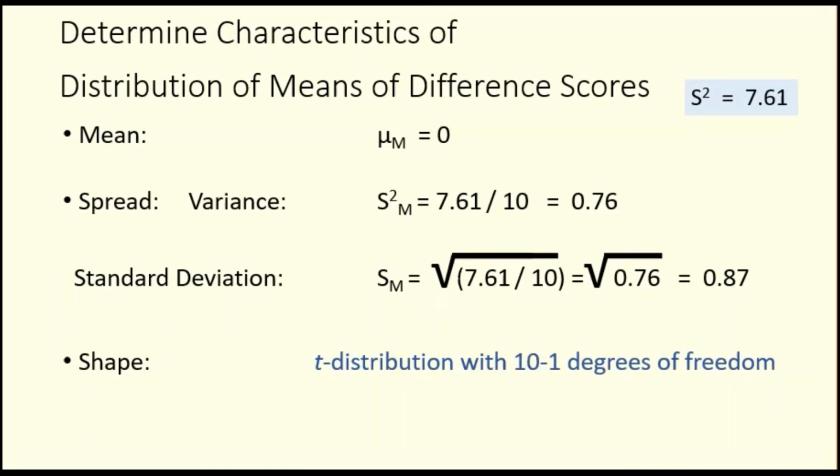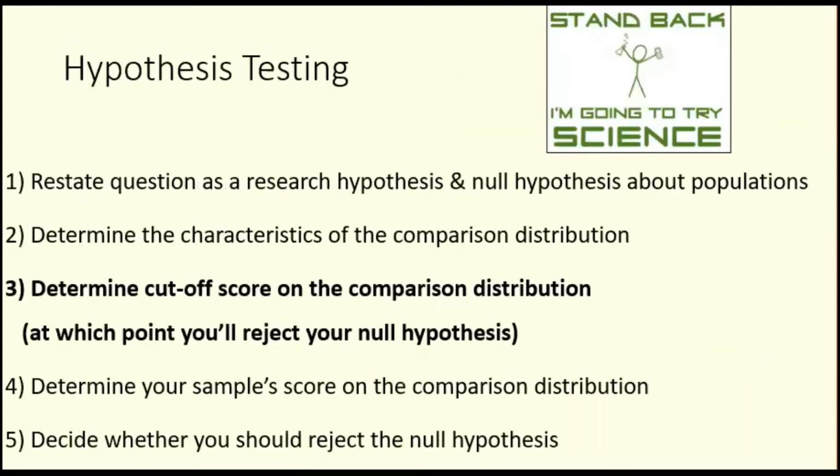For our shape, we have a t-distribution with n minus 1 degrees of freedom. We know that that's going to be 10 minus 1 because we have 10 participants here. And so that's going to be a t-distribution with 9 degrees of freedom. And this now is everything we had to do in order to get those characteristics of our distribution of means of difference scores. And so now step 3, we have our characteristics. We had to do some extra calculating that we didn't have to do in our earlier z-tests, but that's okay.